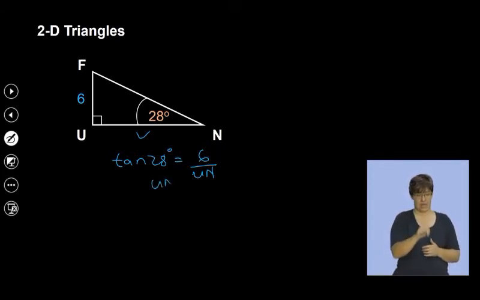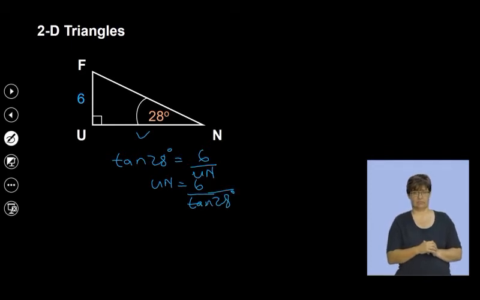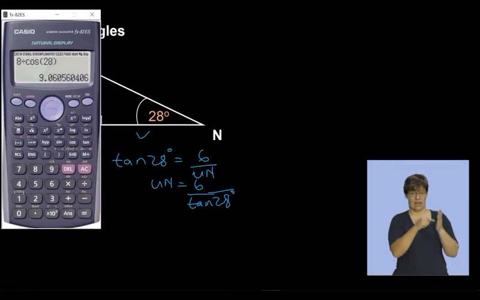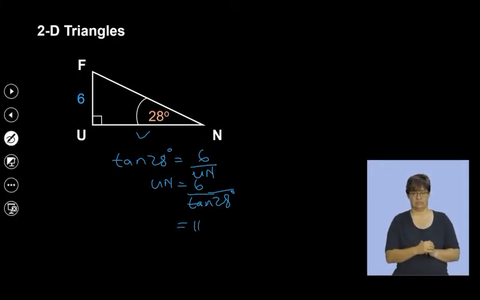So UN will be equal to 6 over tan 28 degrees, and I will go straight to my calculator. This is 6 divided by tan of 28, and that will give me 11.28. So this will be 11.28. And then if I want to find now FN, which is the longest side, I will then use sine.